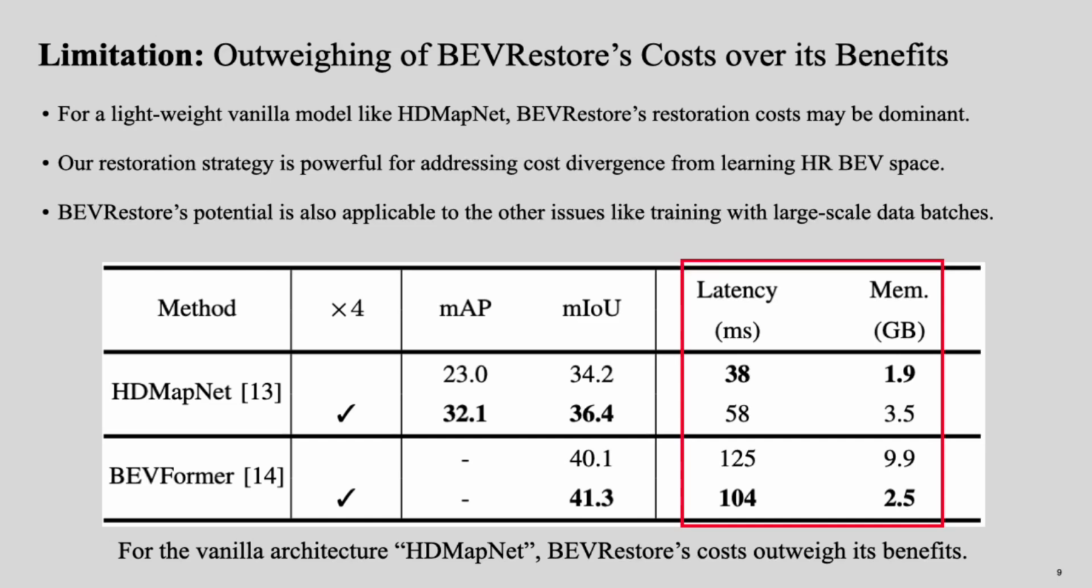However, the restoration cost sometimes outweighs its benefits. Especially for lightweight vanilla models, it may be dominant, as in the results with HDMapNet. Despite that, our restoration strategy is powerful for addressing cost divergence from learning HR BEV space with bulky models, as in the comparison with BEVformer.